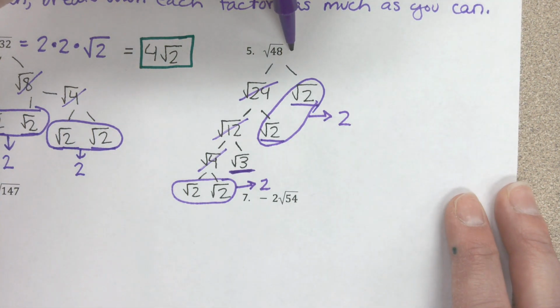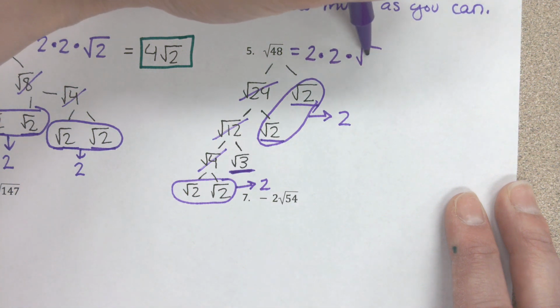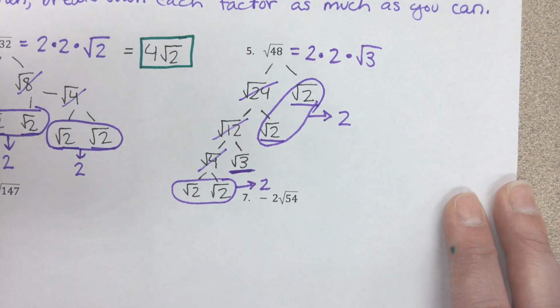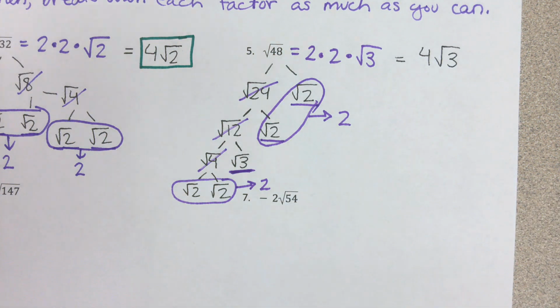Let's put it all together. We have 2 times 2 square root of 3. 2 times 2 is going to give me 4, square root of 3. This is our answer. And again, we have a lot of options here. We could have started off with different factors of 48 and gone through the process. You would still get the same answer. Questions on 5?